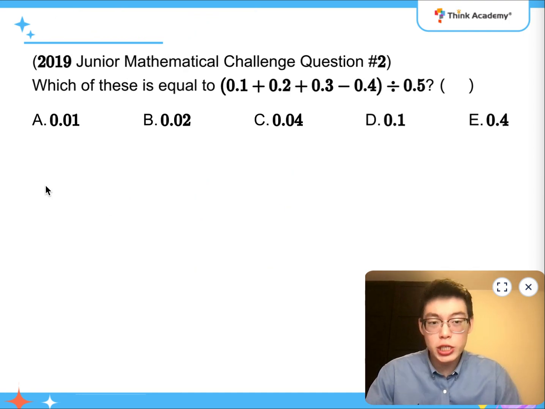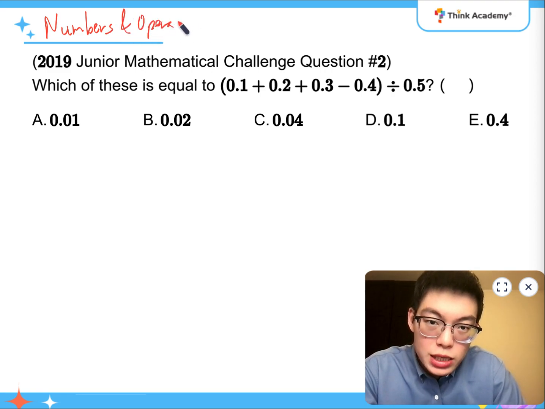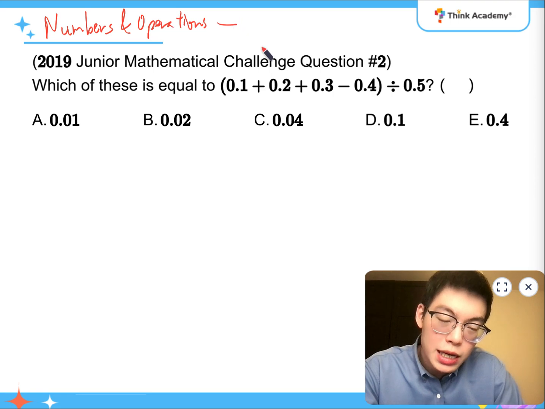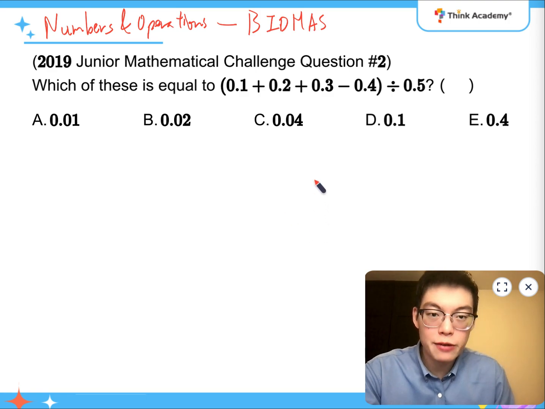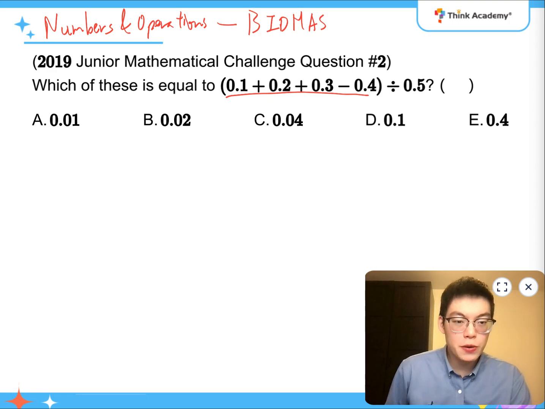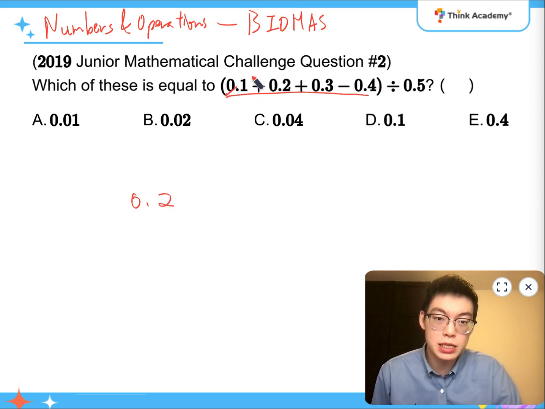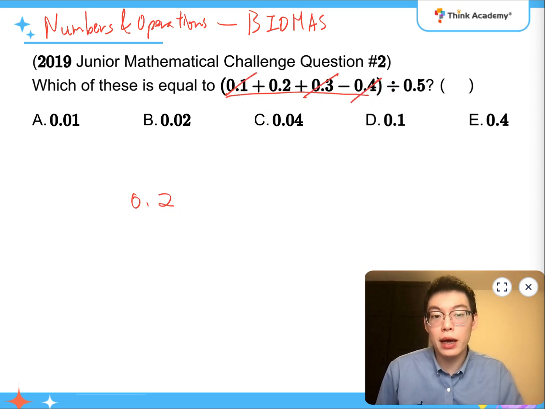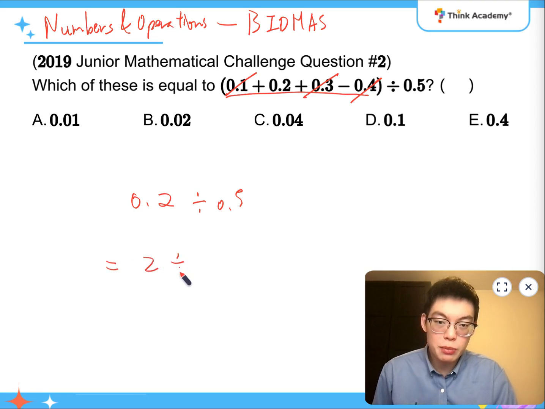And for the second question, it is a numbers and operations question. Well, you can say that it's about decimals, or you can say that it's actually a BODMAS question. So we just need to know which to calculate first. Definitely what's within the brackets. So if I have 0.1 adding 0.2 adding 0.3, take away 0.4, what I have is 0.2, right? Because those are going to cancel out with each other. 1 adding 3 is 4. And then I am dividing that by 0.5. Which means that actually I have 2 divided by 5.